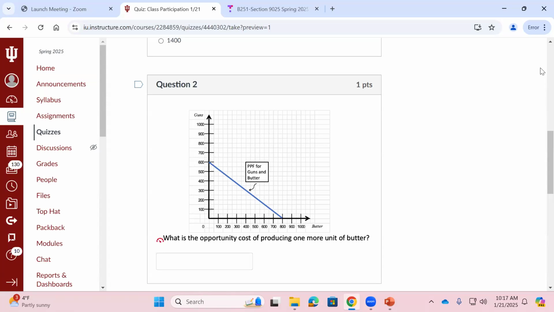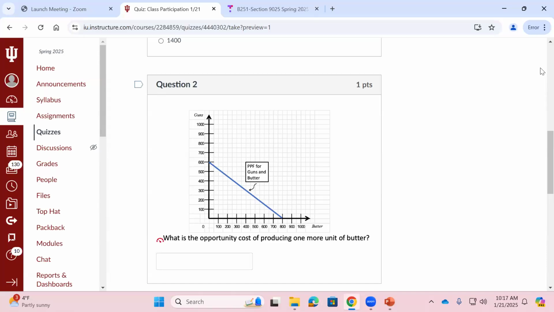So what would my change in Y be? 600 to 0, so 600 or negative 600. Change in X, we're going 0 to 800. So 600 over 800 should be what? 3/4 or 0.75. So here you're entering this in, right? 0.75 as a numerical response would be the correct answer.